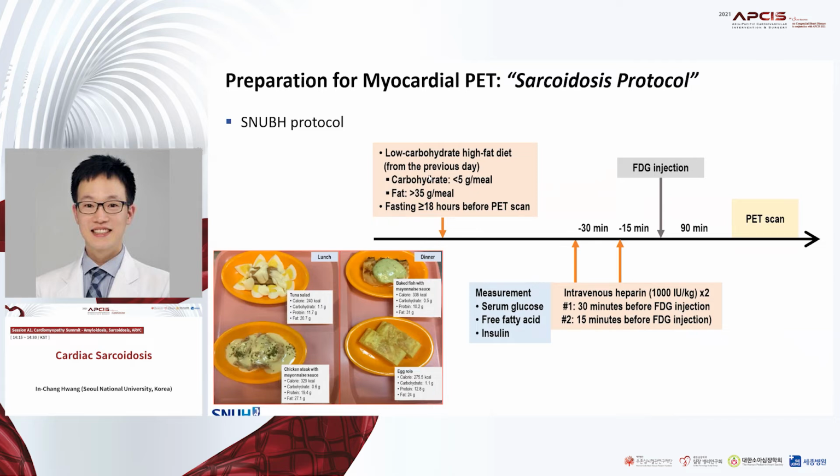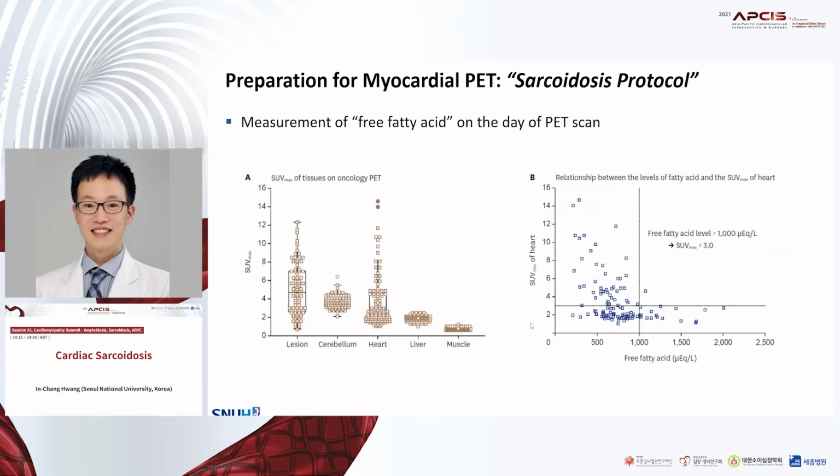And the next day, before the FDG injection, we give intravenous heparin. And also we measure the serum level of free fatty acid. It is to ensure the appropriate suppression of glucose uptake in normal myocardium. It can be achieved when the free fatty acid level is higher than 1000 microequivalent per liter.